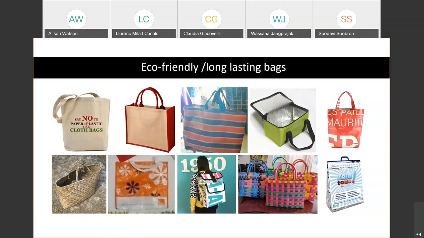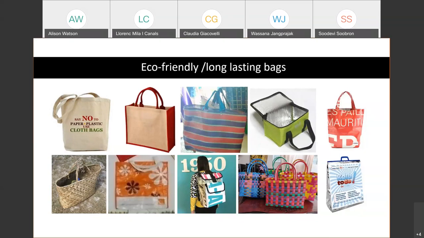Yeah, so these are the bags that are being promoted. You see the cloth bag, the woven bags, the nylon bags, which are long-lasting, and also the cooler bags. We are telling our private sector to do that so that they can have the frozen things to be put there and taken from the supermarket.